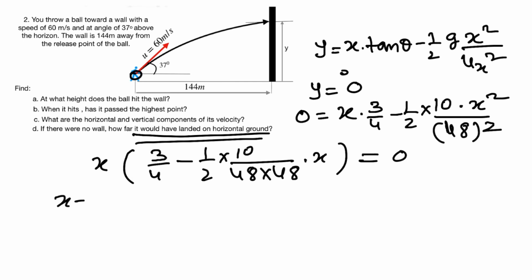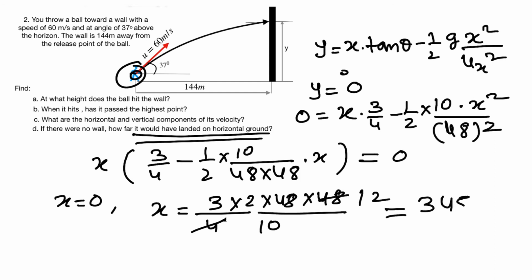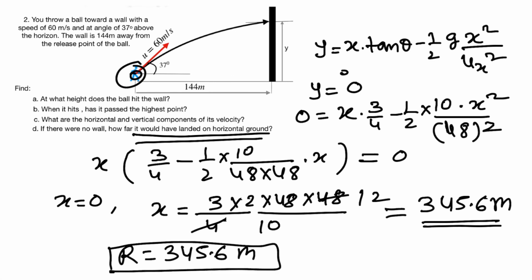The first value is x equal to 0, which is the starting point of the projectile. The second value will come from this. If we solve it, this will become 3 divided by 4, into 2 into 48 into 48, divided by 10, which is equal to 345.6 meter. So the range of the projectile R will be equal to 345.6 meter if there is no wall on the way. This way the equation of trajectory helps us to find out the different parameters related to projectile.